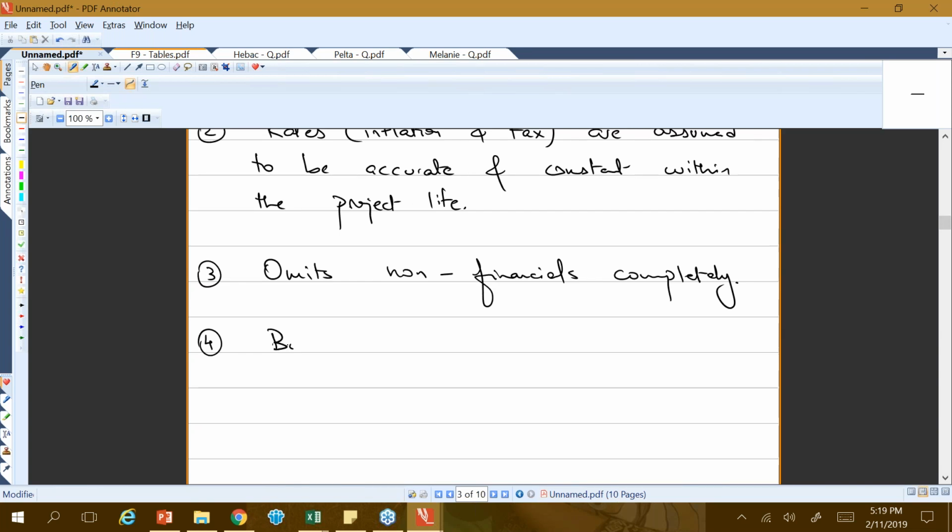And 4 is that budgets or forecasts may not happen as predicted. For example, your sales and the costs. All these may change in reality in future.